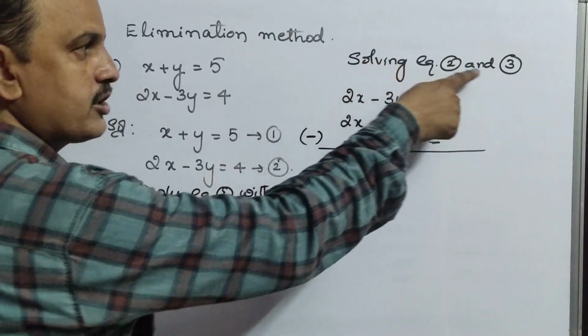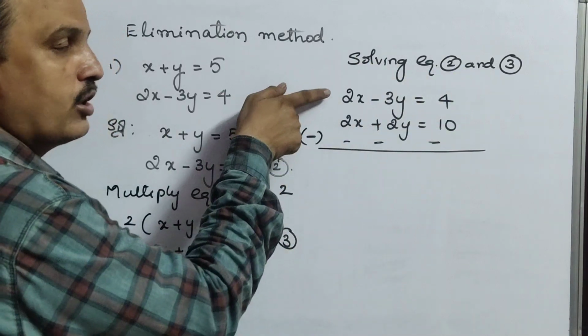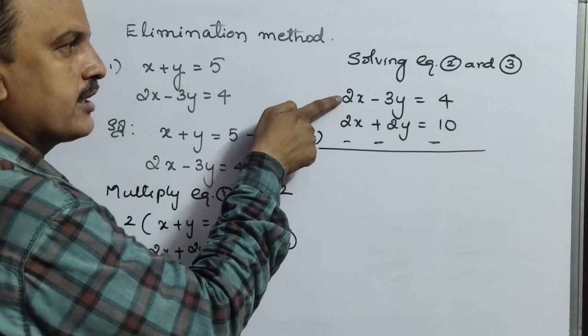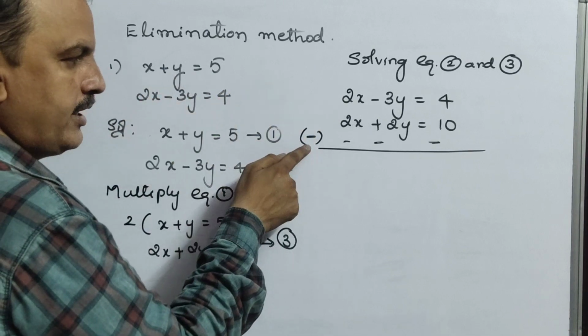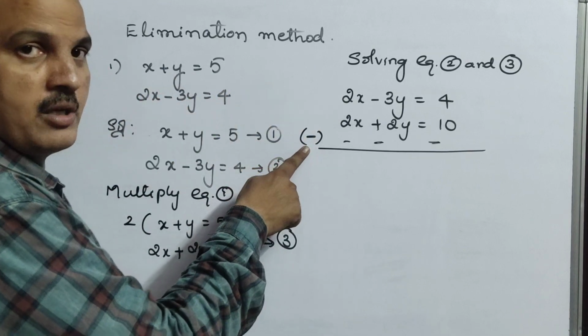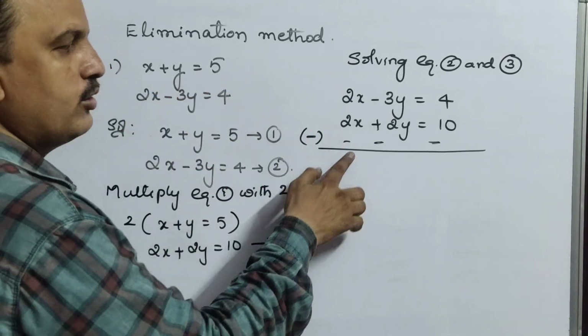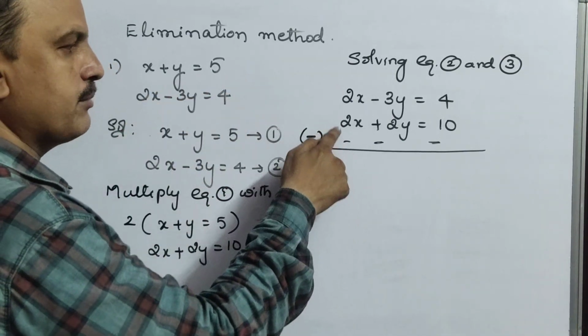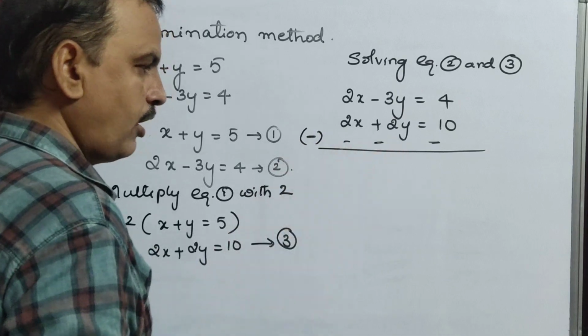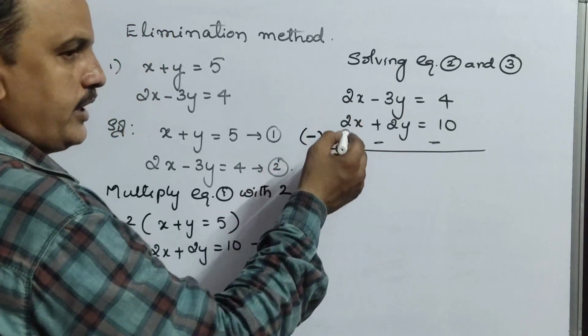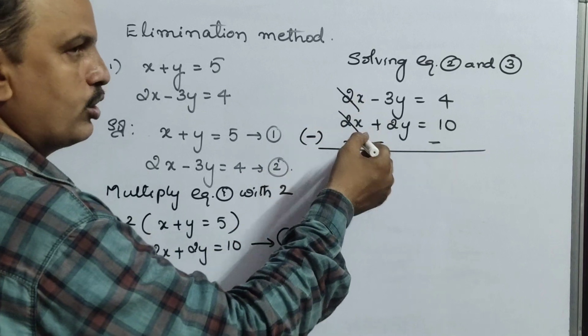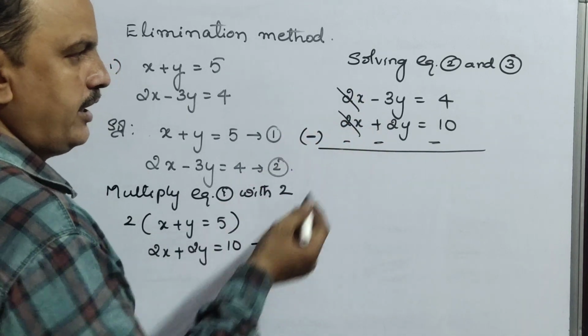Now solving equations 2 and 3, what are you doing? You are subtracting 2 and 3. So the minus symbol shows clearly that you are doing subtraction. While doing subtraction, the symbols will change. Now plus 2x and minus 2x both get cancelled.